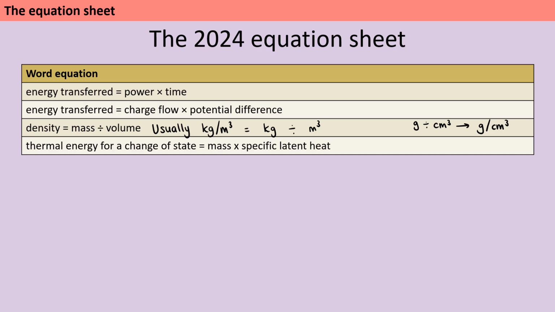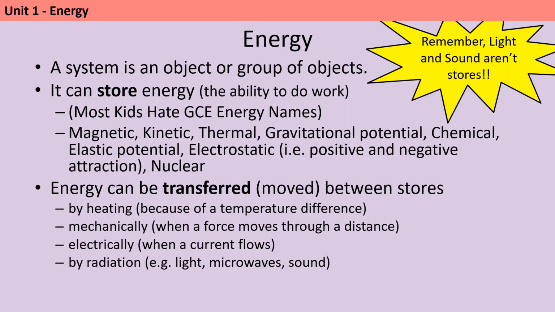Specific latent heat is measured in joules per kilogram, and then mass and energy we've already talked about. The first topic in Physics Paper 1 of AQA GCSE Combined Science is the energy topic.